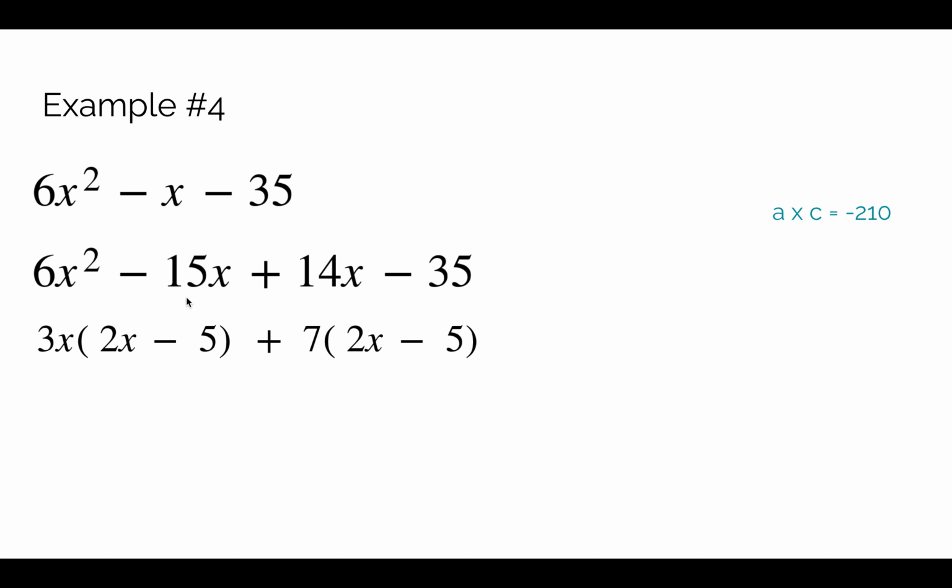And if we group the first 2 terms together, we can factor out a 3x. And what we have left is a 2x from here and a negative 5 from here. And if we common factor these 2 terms, we have a 7. And if we factor that out, we get 2x and a minus 5. And because we have a common factor of 2x minus 5 in both of these terms, we can common factor that out and we would get 3x plus 7.